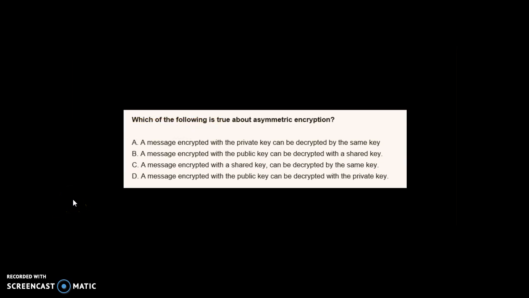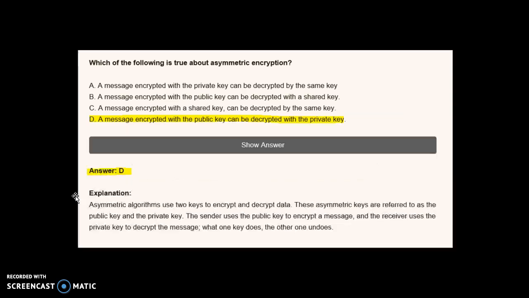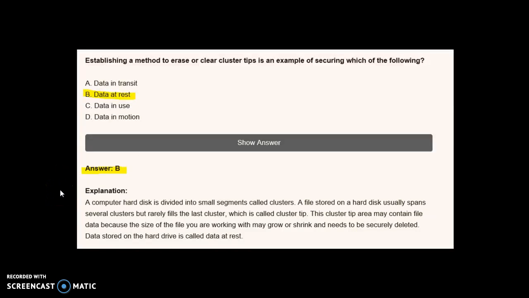Which of the following is true about asymmetric encryption? Answer is D. A message encrypted with a public key can be decrypted with the private key. Establishing a method to erase or clear cluster tips is an example of securing which of the following? The answer is B. Data at rest.